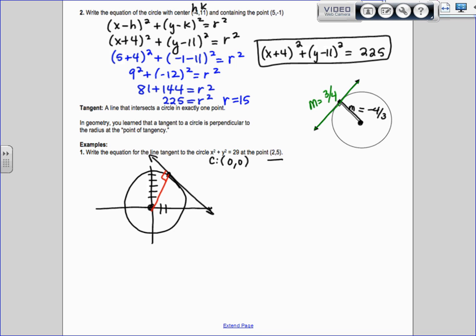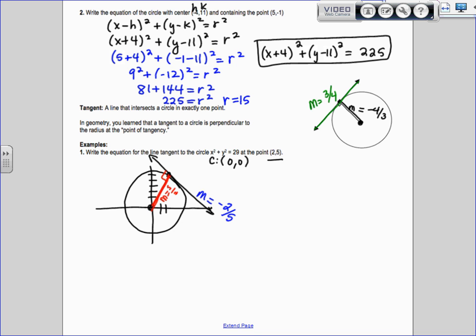No? All right. So what is the slope of the radius line? Can you count it? Up 5, over 2. Do you guys see how this slope is 5 over 2? What is the slope of this line then? Negative 2 over 5, correct.